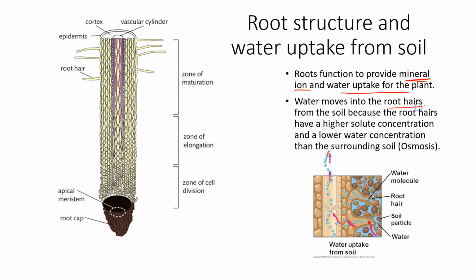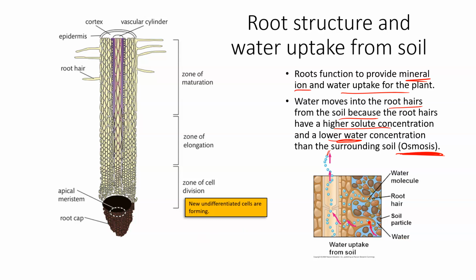Water moves into the root hairs from the soil because the root hairs have a higher solute concentration. And so because they have a lower water concentration than the surrounding soil, the water is going to diffuse into the cells. It's called osmosis. We see this several times throughout the plant structure. Osmosis is kind of a fundamental process of getting water into a plant.